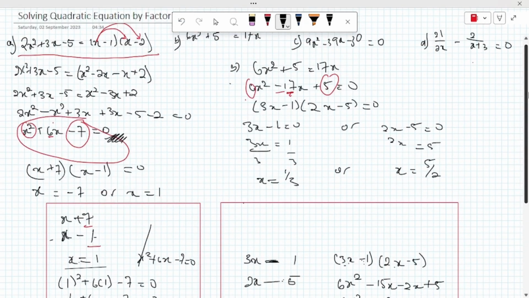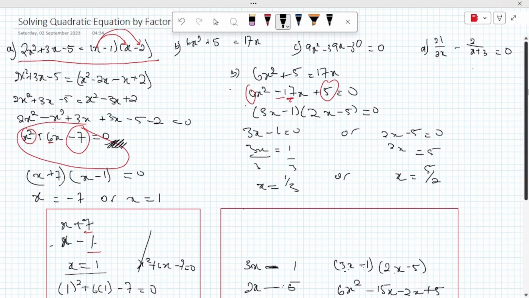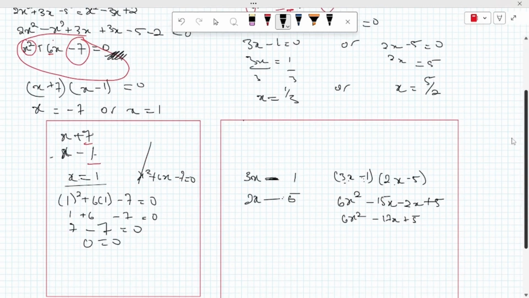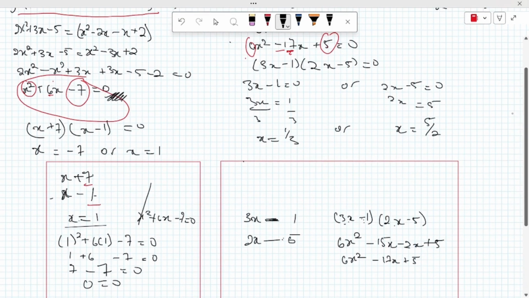So how do you know that your answer is correct? We need to do the checking, right? So let me write our expression here, our first expression. So our first expression was what? It was 6x squared minus 17x plus 5 is equal to 0.